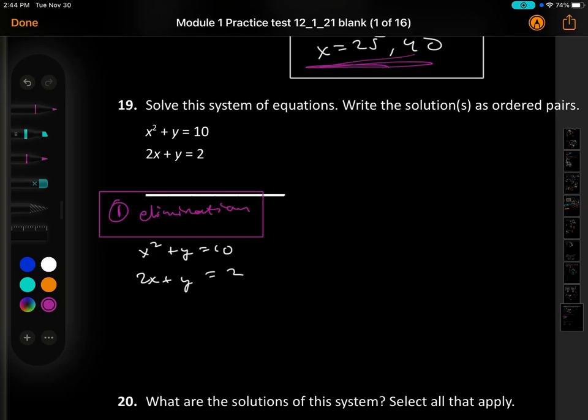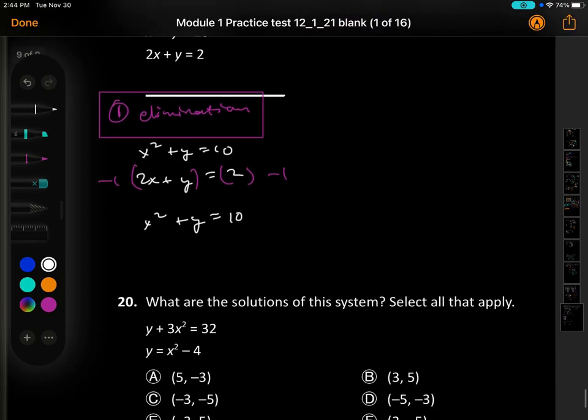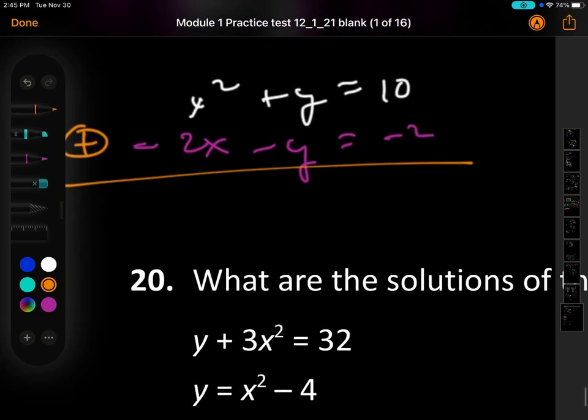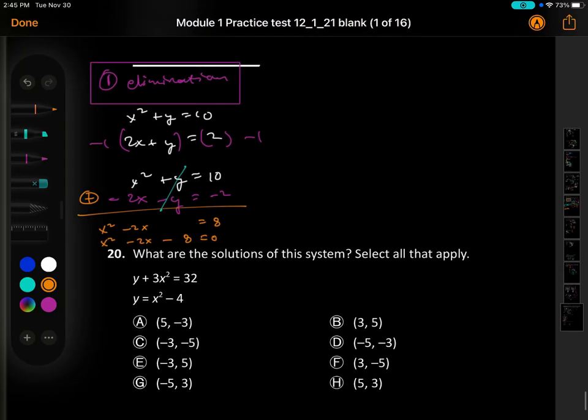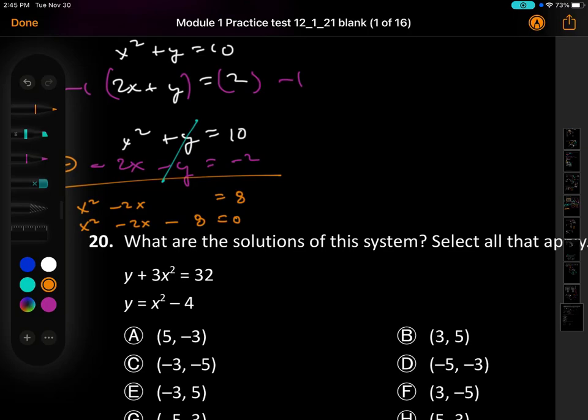And multiplying one of these equations on both sides by negative 1, this will give me negative 2x minus y minus 2. What you're doing here is just adding the two equations together. Those are not like terms, pay attention. So x squared minus 2x, but this is what I wanted, the y's to go away, equals 8, and if you subtract it to the other side, you're going to get minus 8 equals 0. I did that because I want a quadratic set equal to 0 to solve.